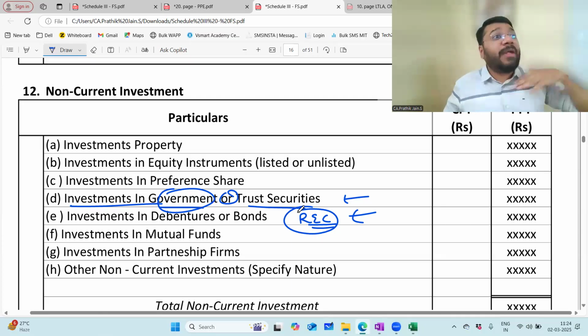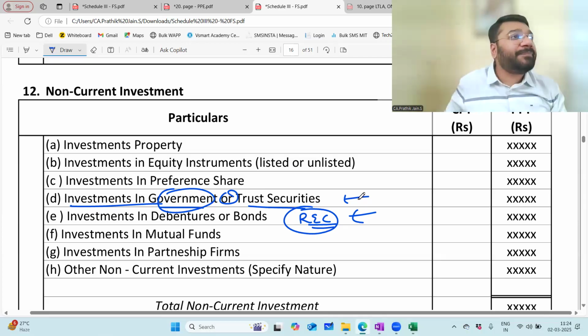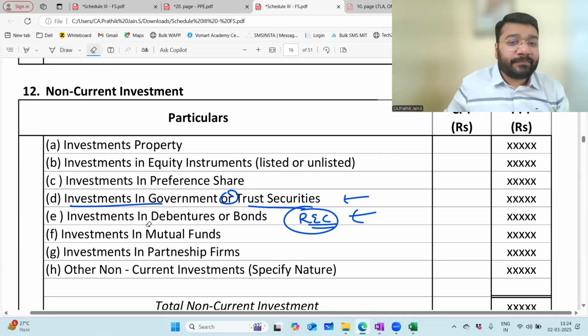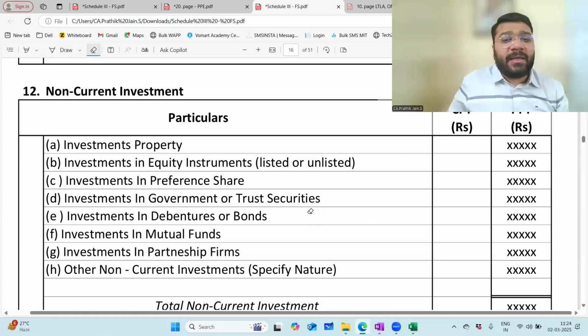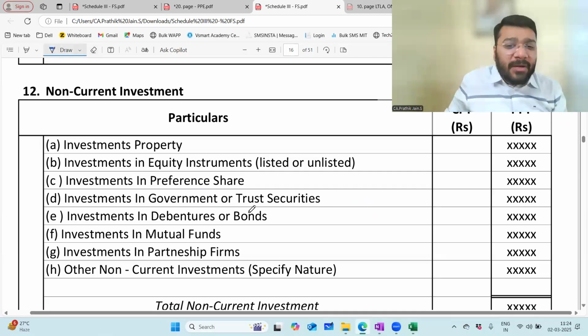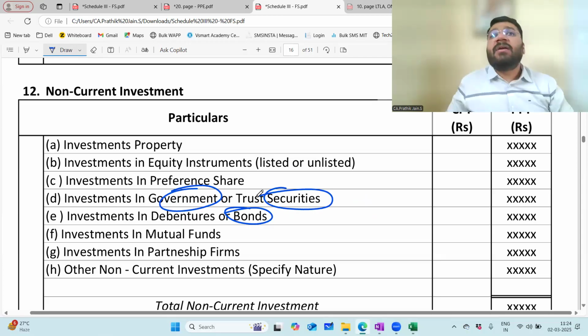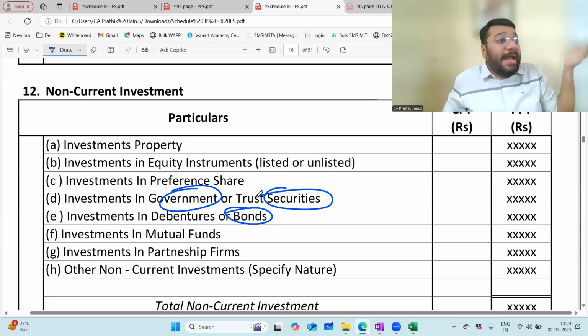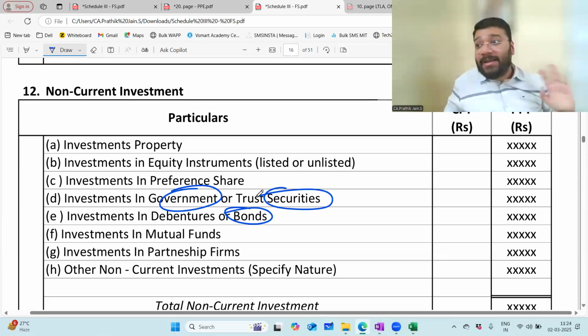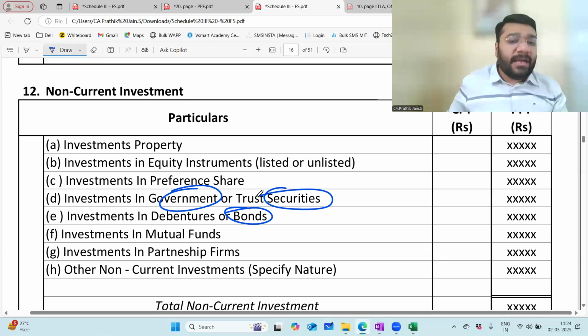Means what? I'm not going to get this money back in 12 months. I'm going to get the money back beyond the benchmark date. So this will be what? Non-current investment, long-term investment. Any investment you do in any kind of bonds, government bonds, private bonds, securities, where you will invest the money and that money will come to you after the benchmark date, then becomes your non-current investment.